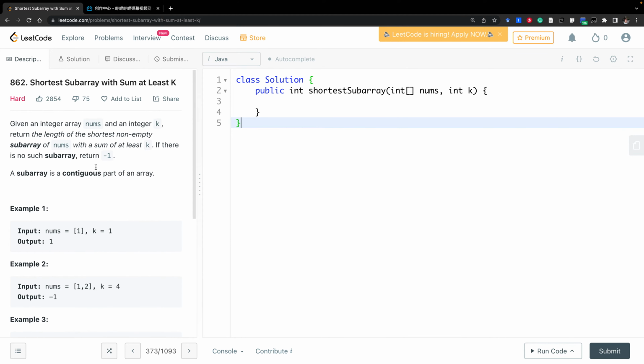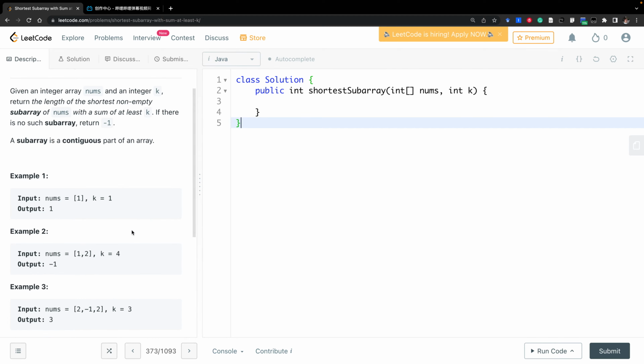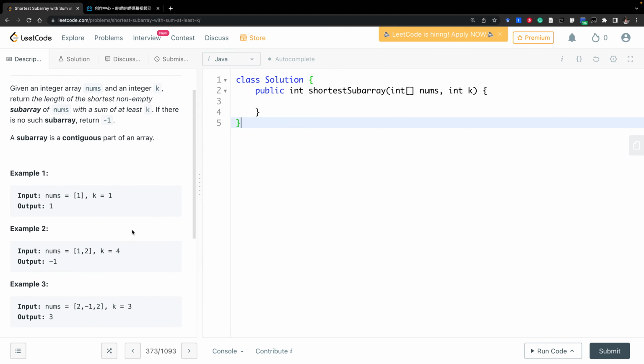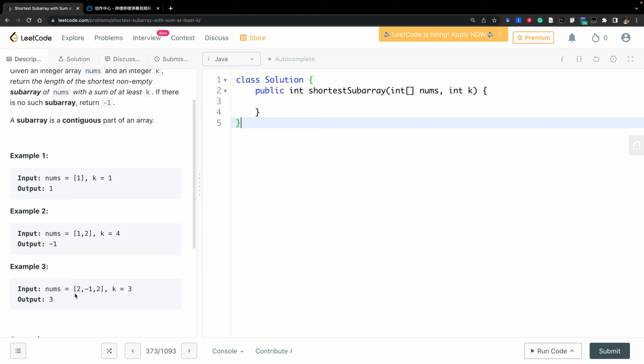Well, whenever you solve a subarray problem, you should think about a prefix sum array. Why? Because usually we use an array to record the sum from index 0. With the prefix sum array, we can easily get the sum of any subarray. We just need the two indices by subtraction. We can get the subarray sum.